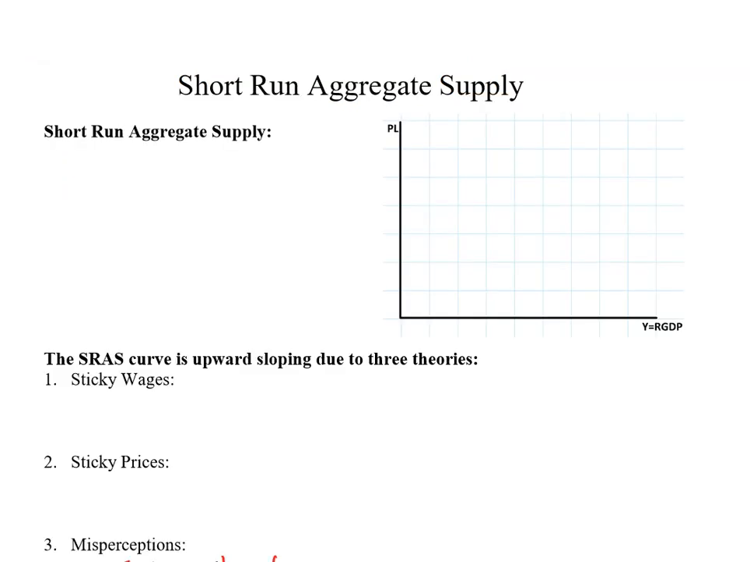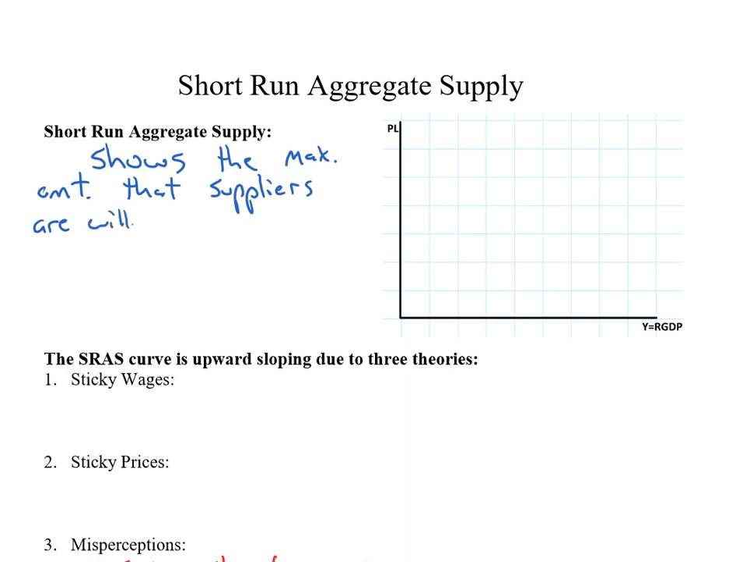Okay, so first I'm going to give you the definition for the short-run aggregate supply curve. What this curve does is it shows the maximum amount that suppliers are willing and able to produce at any given price level. So I'll write this down. Shows the maximum amount that suppliers are willing and able to produce at any given price level.